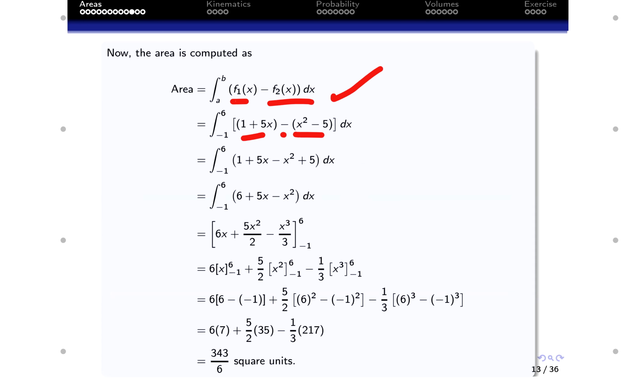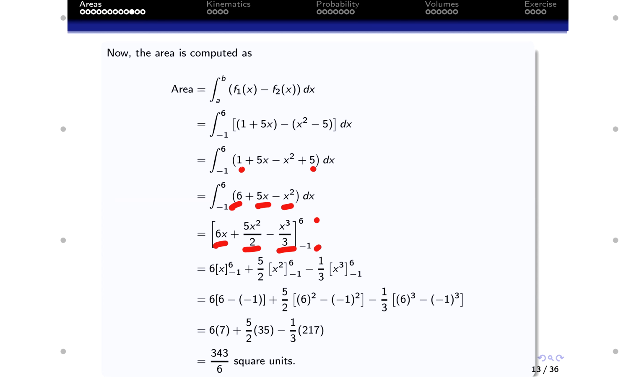You add things up. You have 1 plus 5 is 6, 5x minus x squared. So now you can integrate. If you integrate 6, you get 6x. If you integrate 5x, you get 5x squared over 2. If you integrate x squared, you get x cubed over 3. Evaluated within the interval minus 1 and 6.